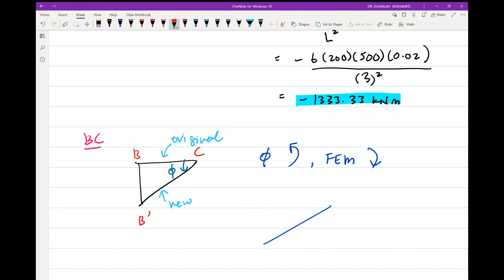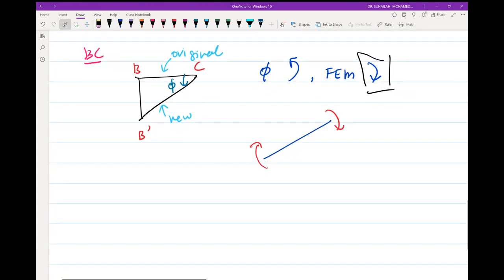This is the beam after settlement, and this is the incline, the new position. It has to move back to horizontal, so we have to apply moment like this. We push this inclined member back to horizontal. That's why we get this direction. It is clockwise FEM, which means FEM is positive.